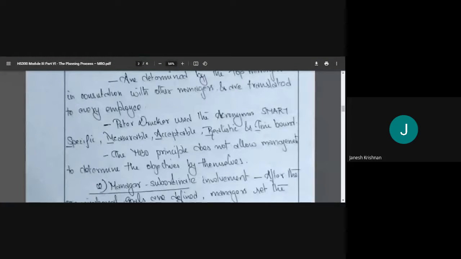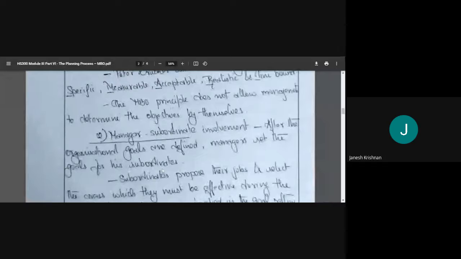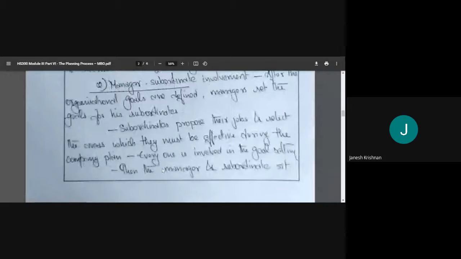The second thing is manager-subordinate involvement. Now, this is how this is done. So after the organization goals are defined, the manager sets goals for his subordinates. Okay. In consultation with the top level manager, goals are set. We are going to produce 1,000 pens. That's been set. Okay, done.